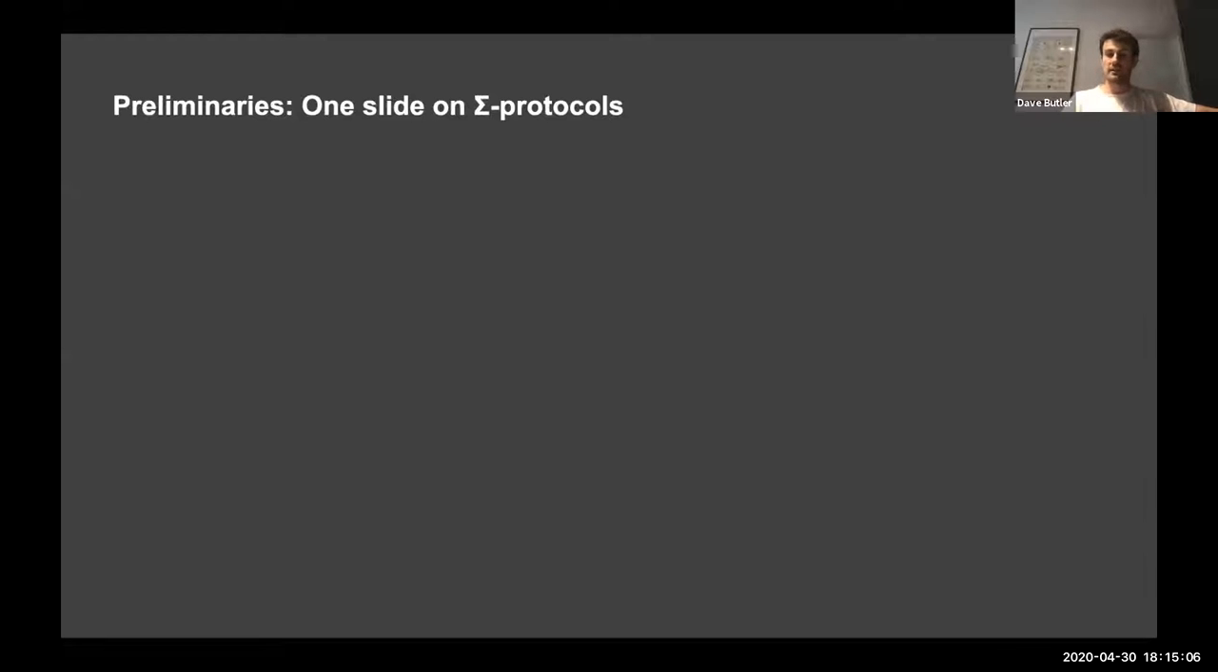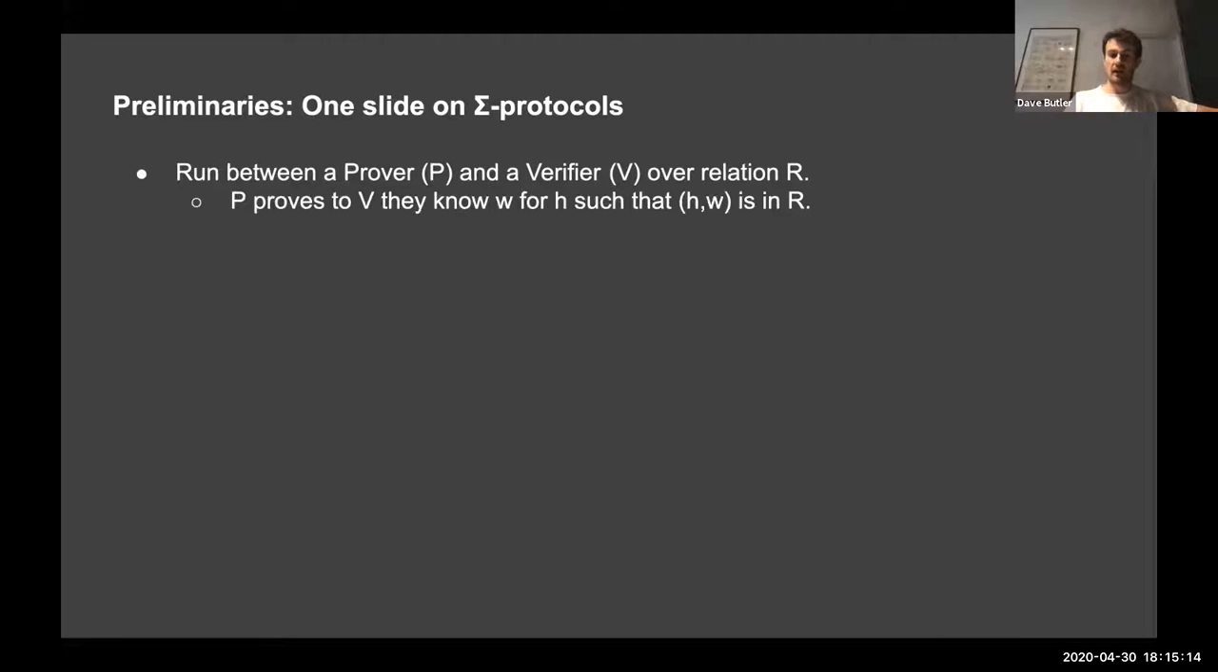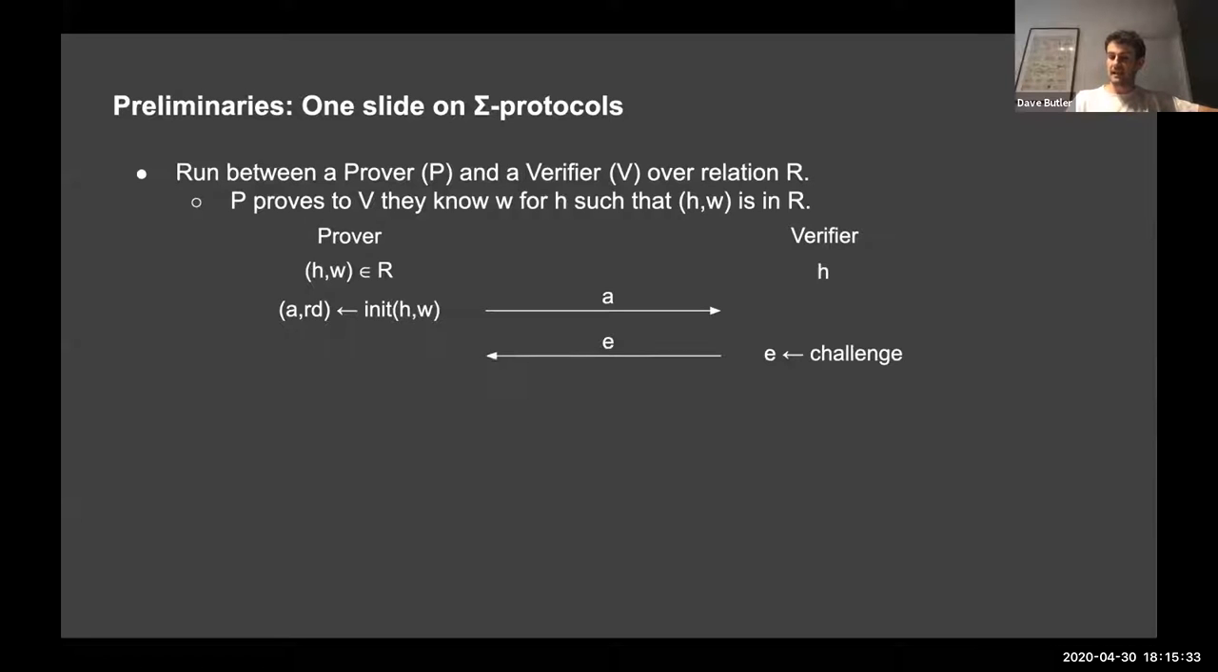Okay, so we need one slide just to get on the same page about Sigma protocols, basically for notation reasons. We have a prover and a verifier, and this relation R. The prover P wants to prove that they know a witness to this public input H, such that it's in the relation. Sigma protocols are this three-step format. First, we have this initial message sent from a prover to a verifier. This initial message is A, but we also produce some randomness that we use later. The verifier then sends a challenge back, and then the prover responds, and the verifier decides whether they accept or reject by checking the response.